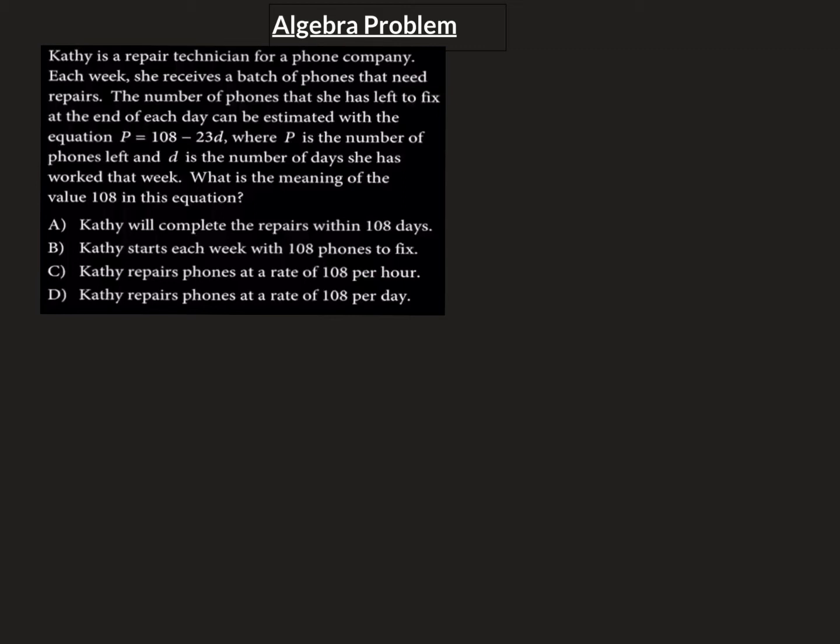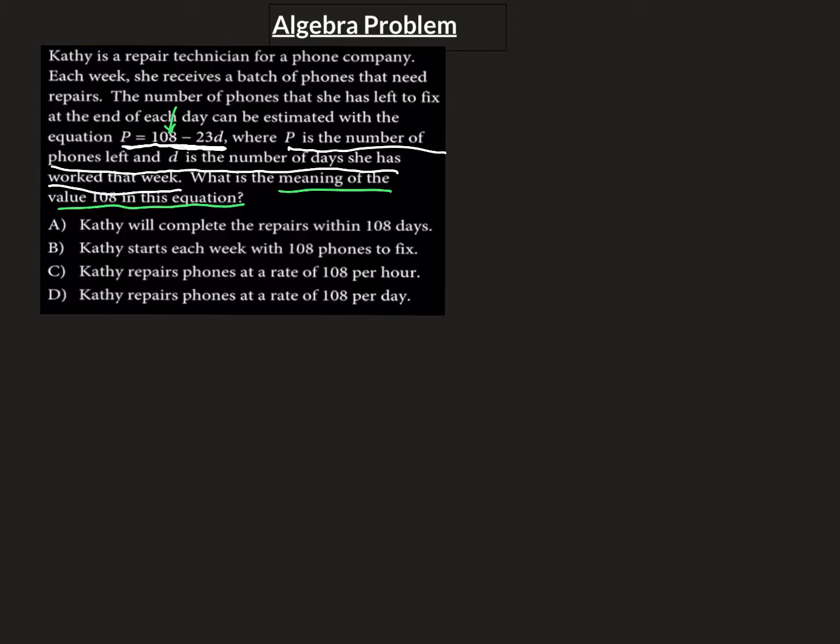So let's underline our important information to start. Important information 1 is our equation. Anytime you have an equation, you want to underline it and make sure that you note it down because it's likely important. So you have P, and P is the number of phones left, and D is the number of days she has worked that week. And then lastly, our question is, what is the meaning of the value 108? So in the equation, P equals 108 minus 23D, what is 108?